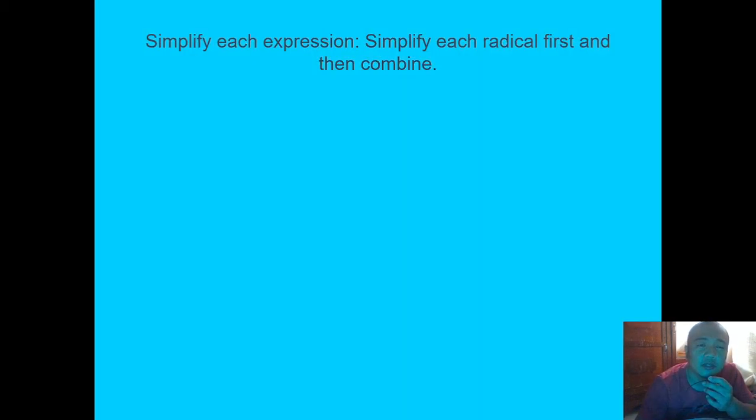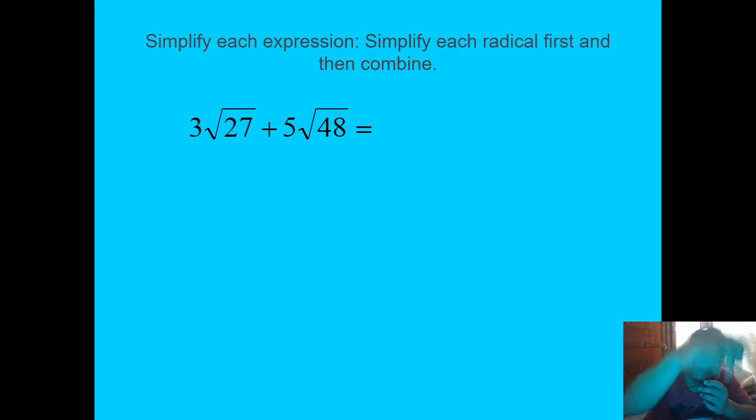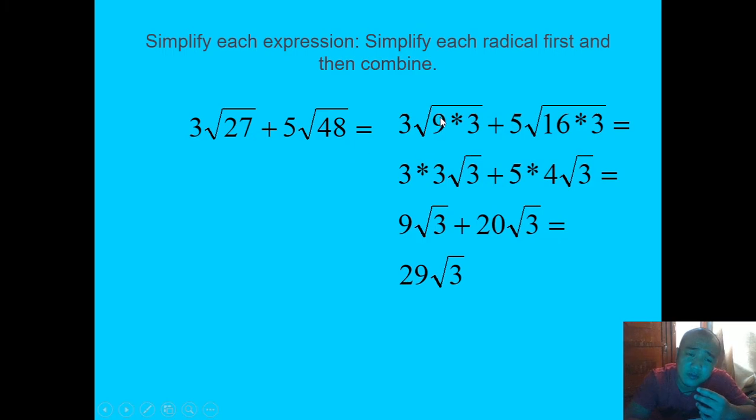Okay, next, simplify each expression. 3 square root of 27 plus 5 square root of 48. So they are not like radicals, but what if we factor 27 and 48 inside the radical sign? 9 for 27, 9 times 3, so that's equal to 3 square root of 3. 48, 16 times 3, so it's equal to 4 square root of 3. 3 multiplied by 3 is 9, 5 times 4 is 20. So they have the same radicand now and the same index, so we can now just add the coefficients. 9 plus 20 is 29. So the answer is 29 square root of 3, the sum of 3 square root of 27 plus 5 square root of 48.